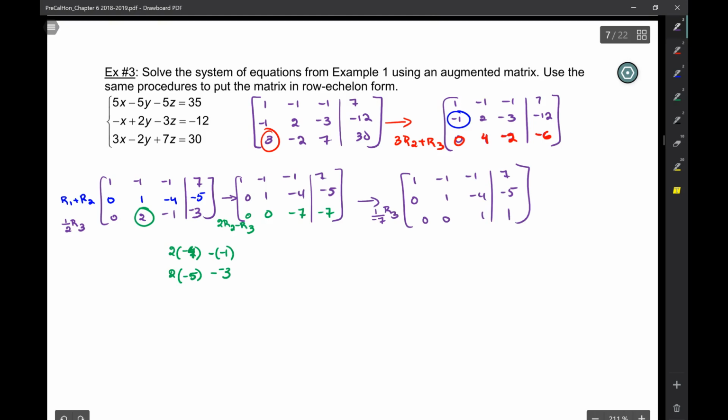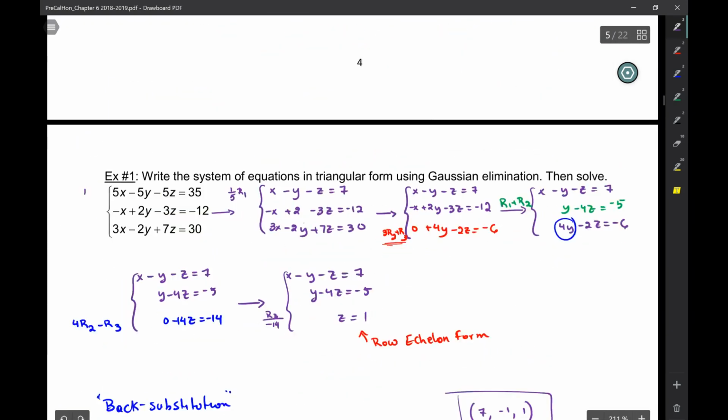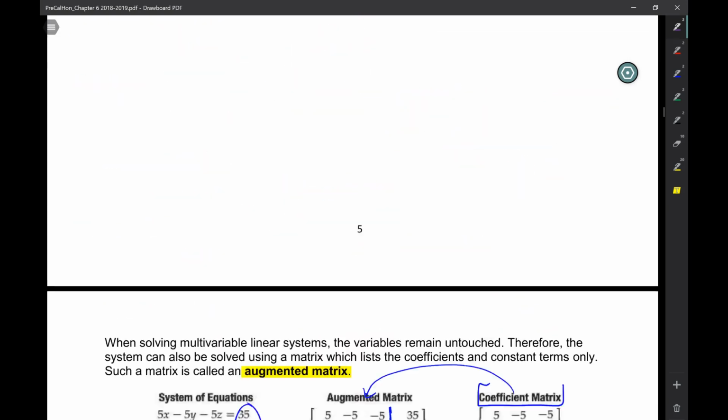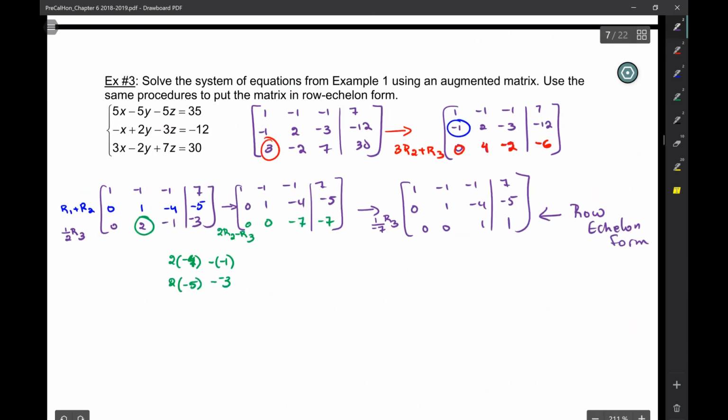Okay. This now is in row echelon form. What process did we use to do this? What's the process called? It's named after that guy. Gaussian elimination. What process did we use here? Gaussian elimination. Okay? So you can use the same for both.